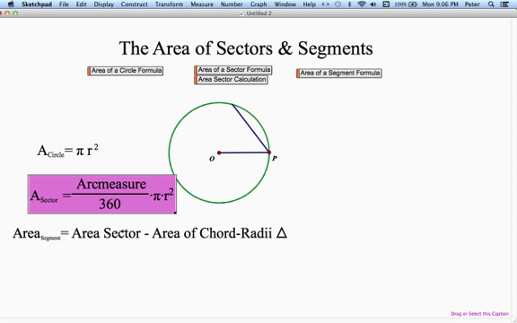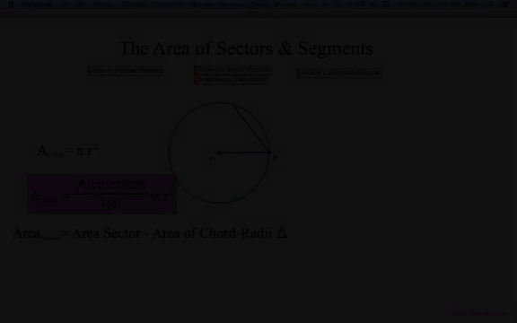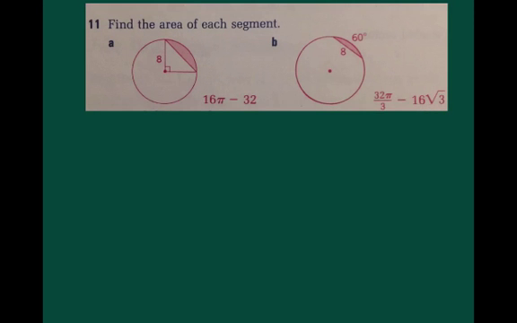We're going to wrap up with a couple of tutorials from the exercises. Thanks, Ramblers. Okay, number 11 on page 540 asks us for the area of each segment. Now, a segment, you recall, is a shaded region. It's between a chord and an arc.